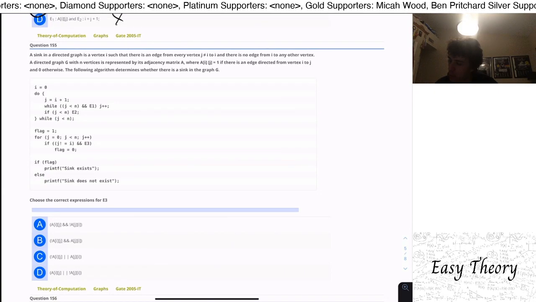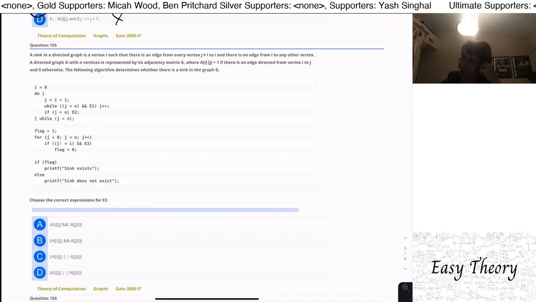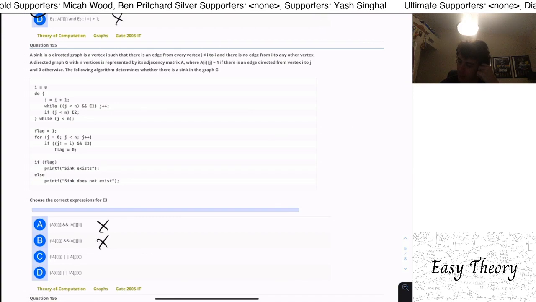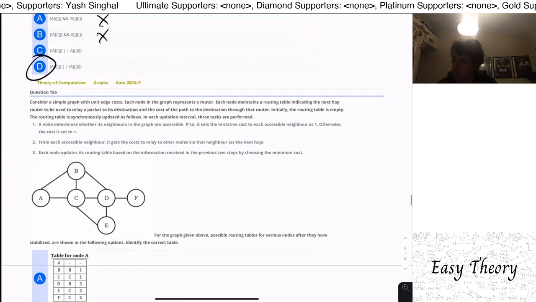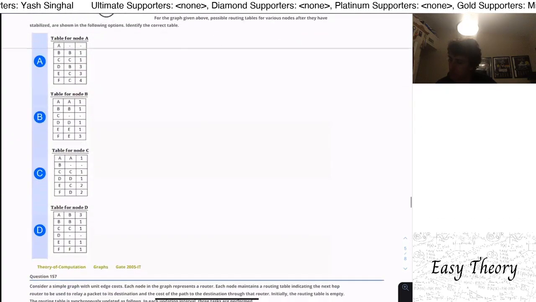Yeah, okay, that makes sense. Correct expression for E3. Now, this is awful code. If j is not equal to i, and I think it must be one of the 2 OR conditions for it to even make sense in the first place. Well, we're looking for a sink, so there must be no way back out. So there must be a way in and not a way out. So that one must be true.